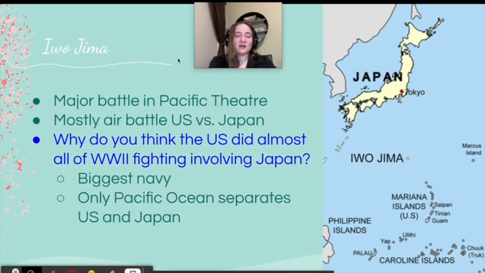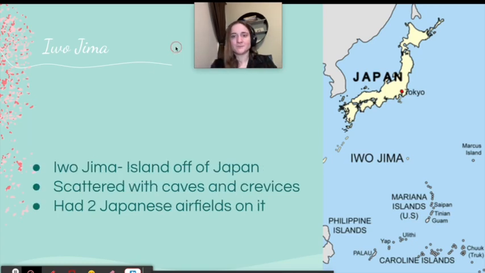The reason is one, they have the biggest navy. Two, it's only the Pacific Ocean that separates the U.S. and Japan. So the allies like Great Britain and France and, well, the Soviet Union, are located in Europe, so they're literally halfway across the world from Japan, where the United States is a lot closer because all that separates them is the Pacific Ocean.